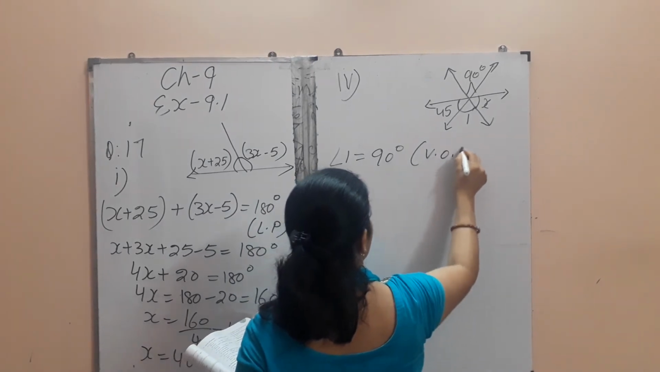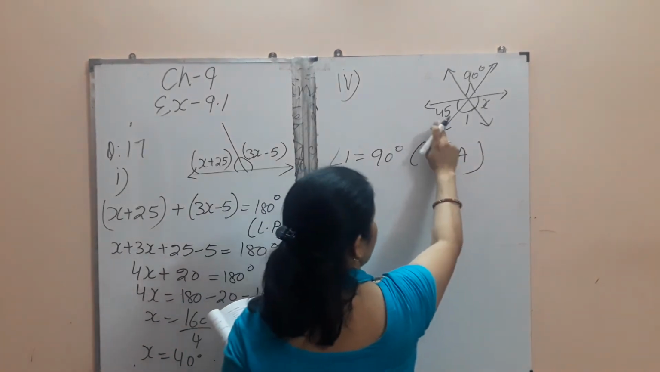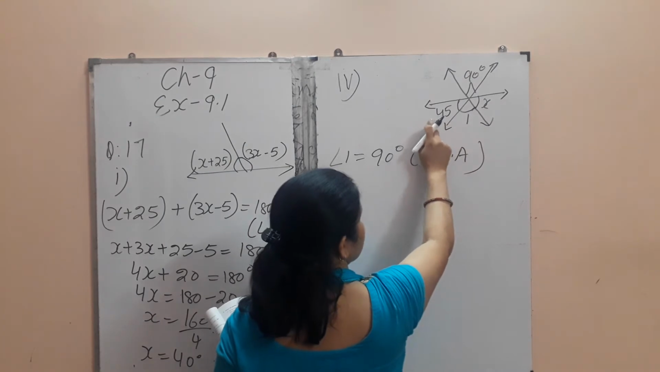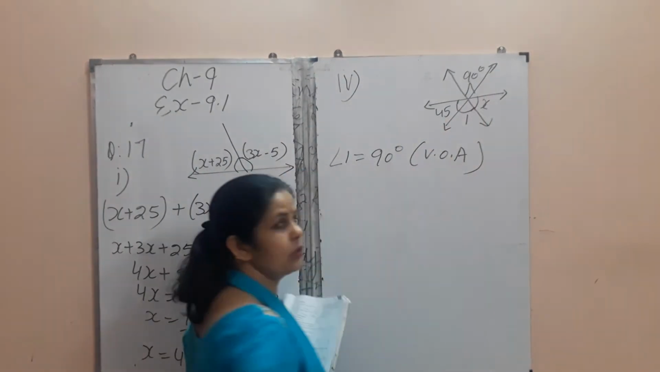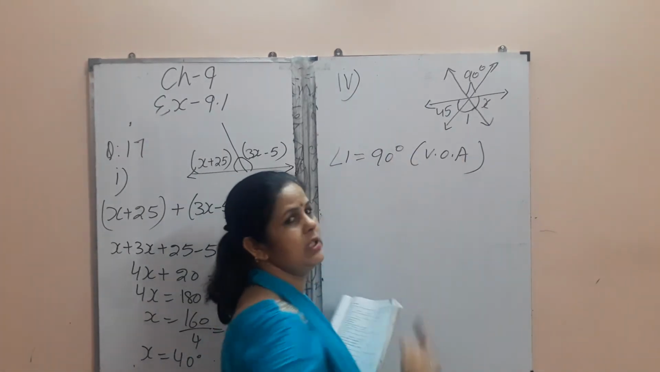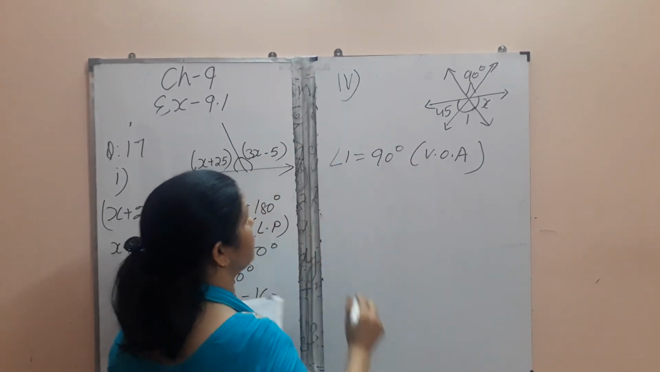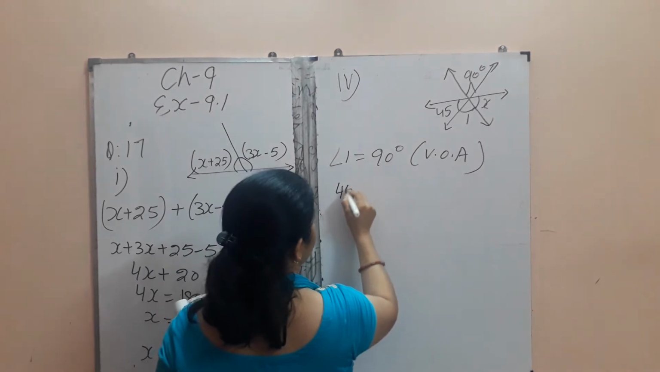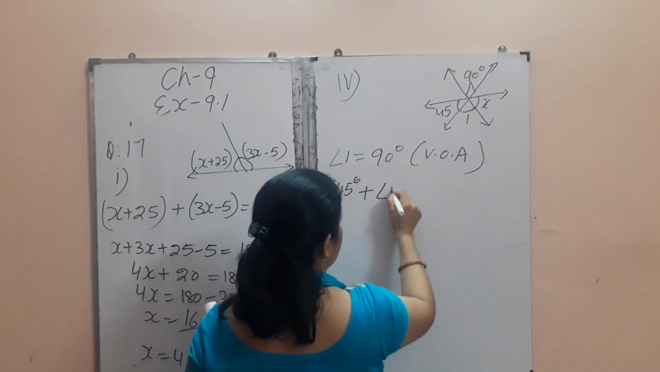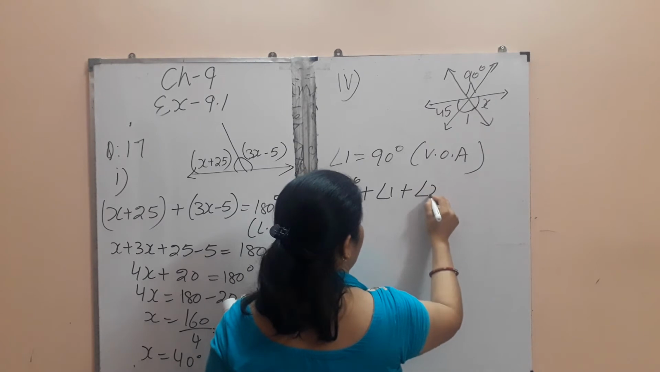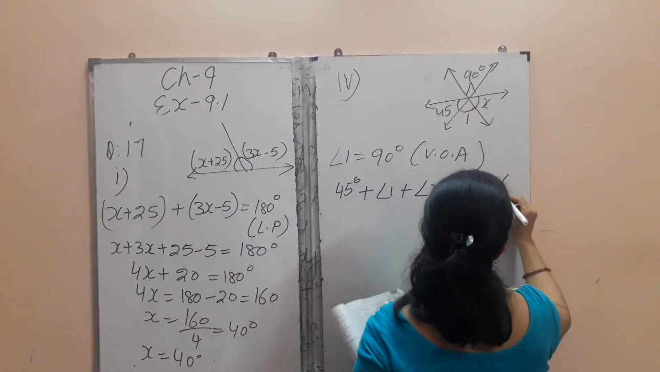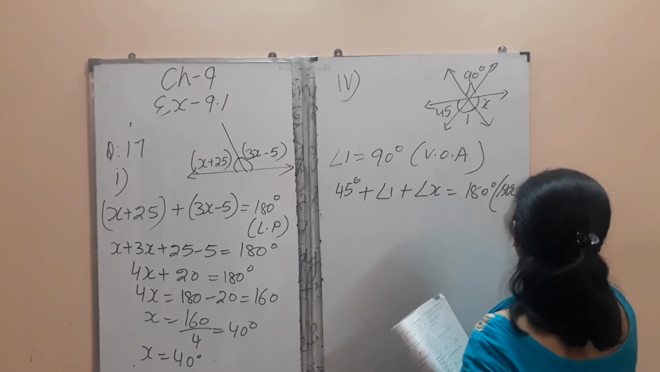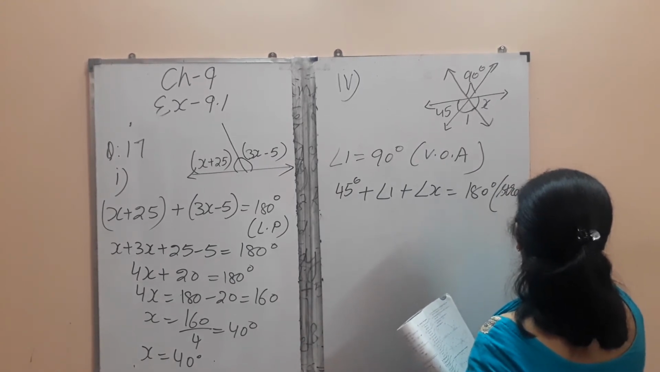vertically opposite angles. Now in this we have all 3 angles: 45, plus angle 1 which we have found as 90, plus x. The sum of these three angles is 180 degrees, so we can find the value of x. So angle 45 degrees plus angle 1 plus angle x equals 180 degrees. We can write here straight angle.